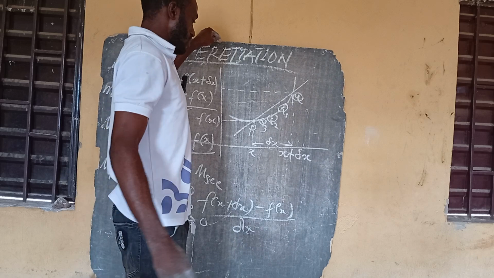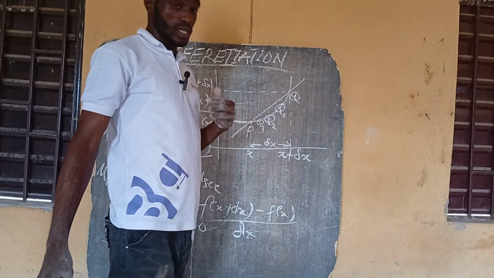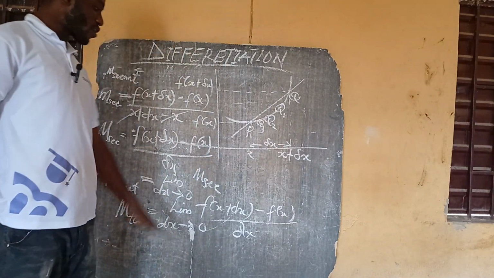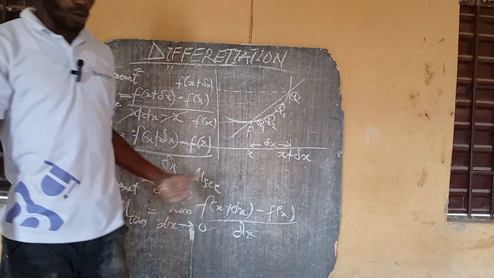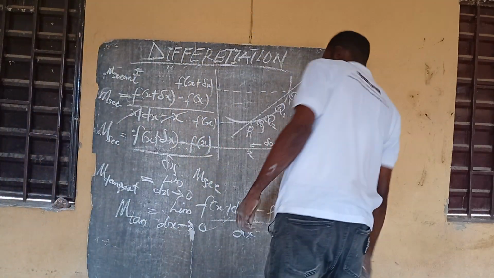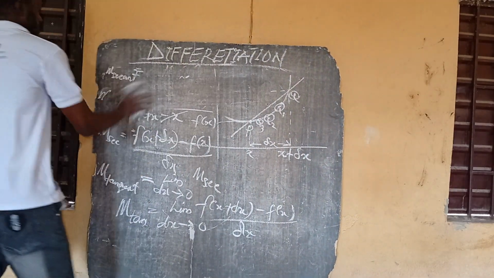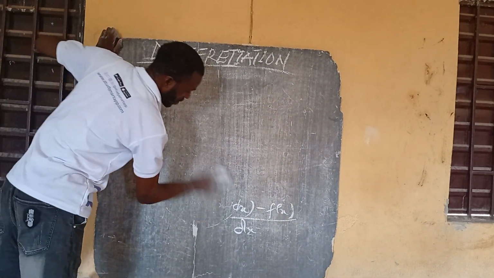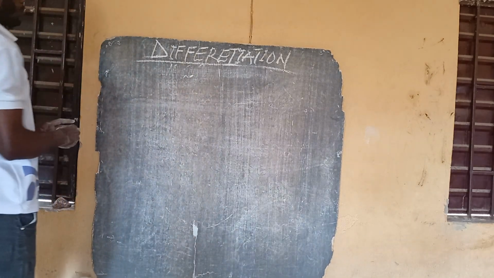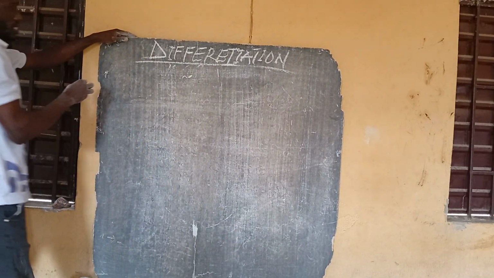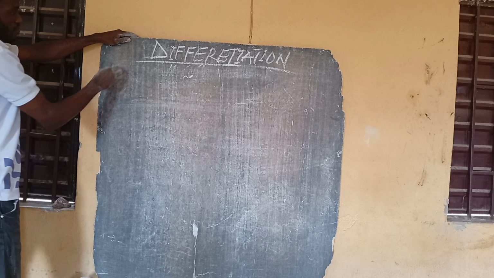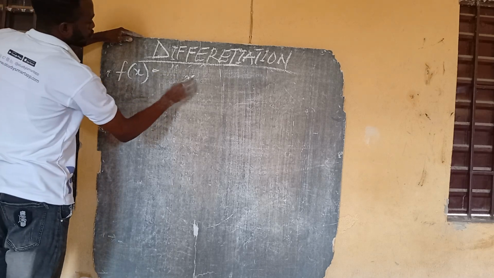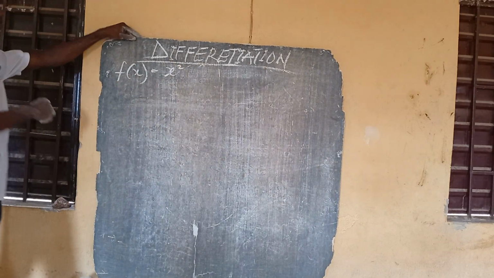Now let's talk about how we solve questions using differentiation. We call this the first principle of differentiation, and that's what we're going to be using to evaluate some functions. For example, if a question says you should find the slope of the tangent to the curve y equal to x squared, f of x equal to x squared.